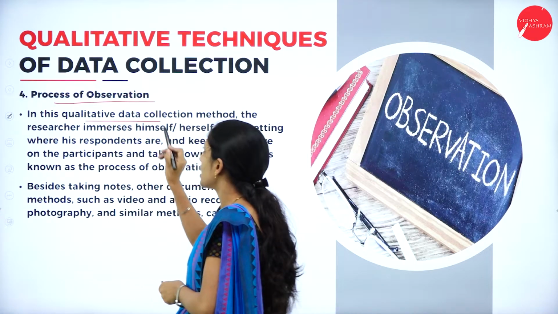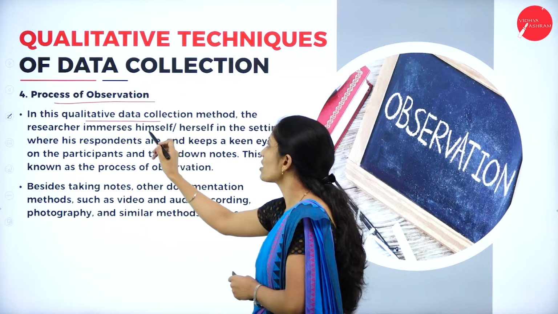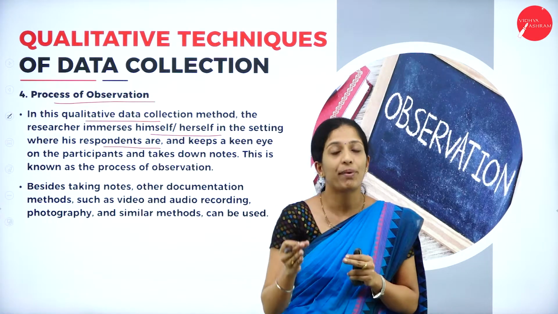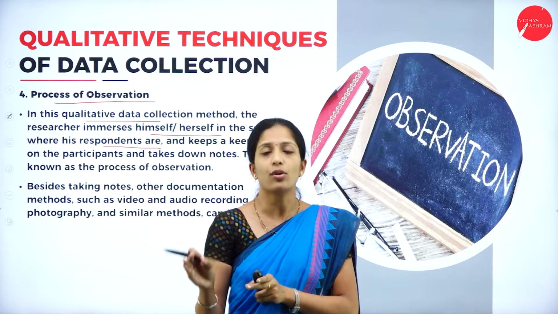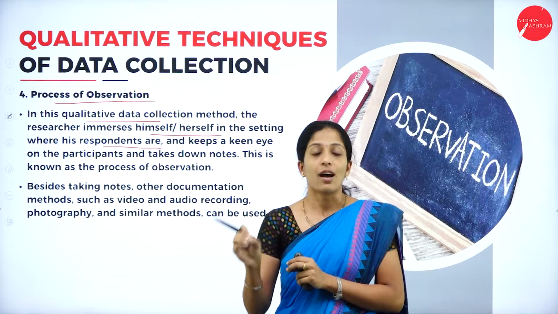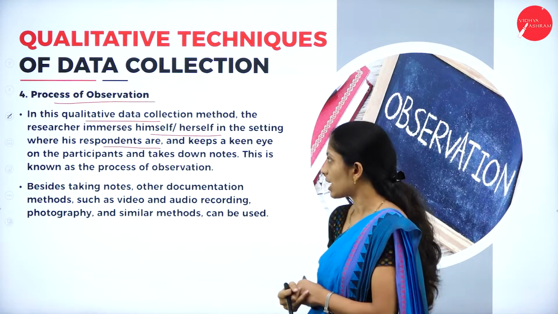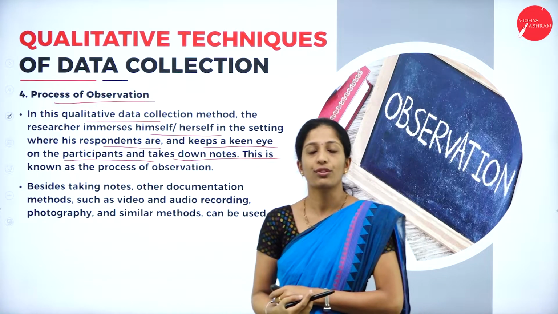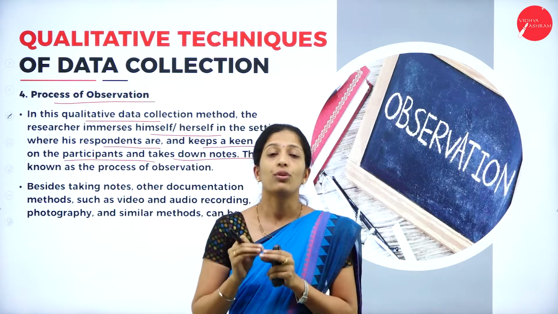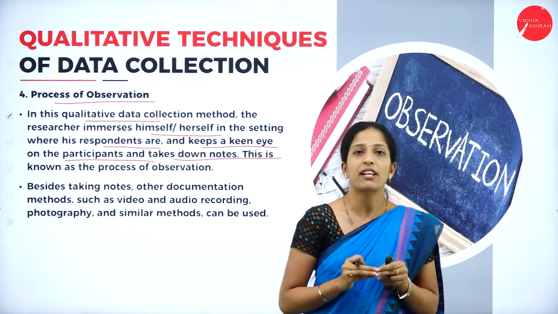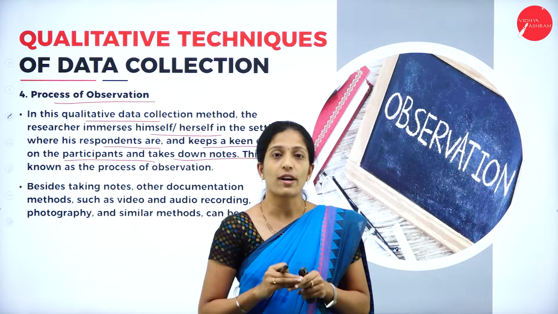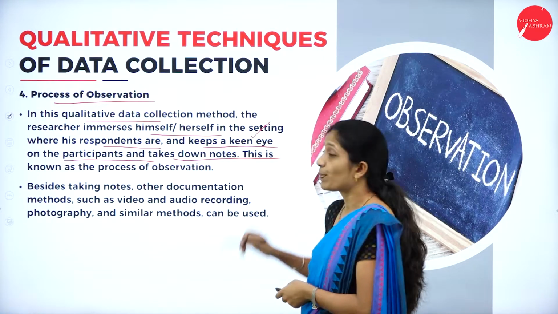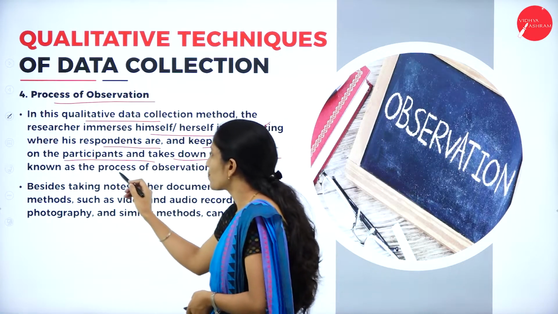In this qualitative data collection method, the researcher immerses himself or herself in the setting where the respondents are. So what is he going to do? He is going to the place where the respondents are situated or located. He is observing them carefully, recording the data as well as information, keeping a keen eye on the participants and taking down notes. Here the researcher should have a lot of patience to observe each and every activity of the respondents, and by seeing their activities, he is going to collect the data or information. For that reason, he should be a keen observer. This is known as the process of observation.